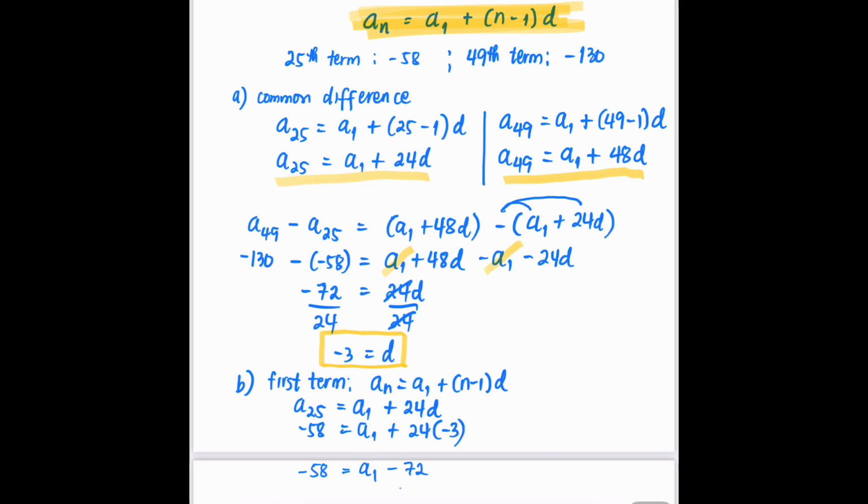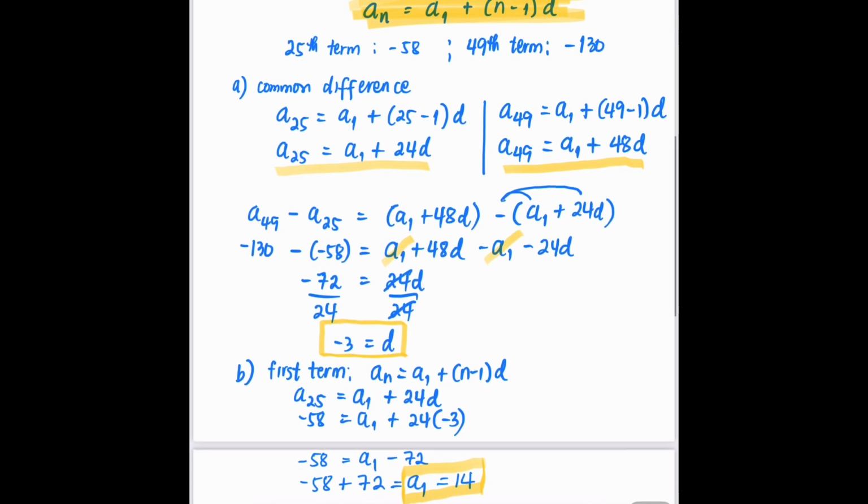And then from here, you can see that we can find the a sub 1. So it's going to be negative 58. Negative 72 moves to the left, so it will become plus 72 equals a sub 1. And you can see from here, negative 58 plus 72 is equal to 14. Therefore, the first term of the arithmetic sequence is 14.